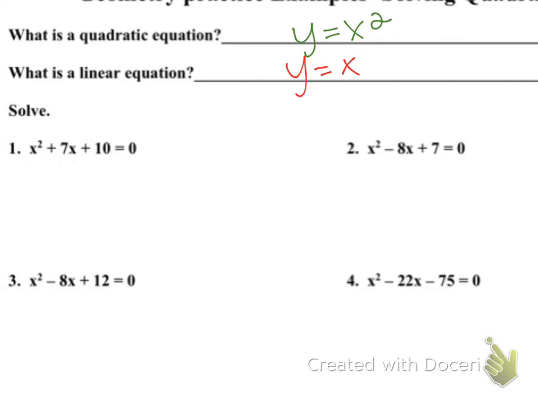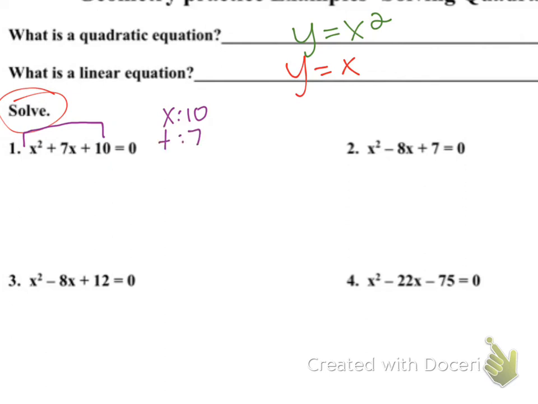Okay, and I'm going to walk through number 1 a little bit slower, but then after that, I'm going to do all the odds with you, and then you'll do all the evens for homework. So in factoring, this is asking us to solve. That means we need to figure out actually what x equals. The first thing you have to make sure of is that this is all equal to 0. Okay, and this one is. So the next thing I'm going to do is multiply my a times c. So I'm going to have 1 times 10, and that's going to tell me what I need to multiply to get. So I need to multiply to get 10 and add to get 7.